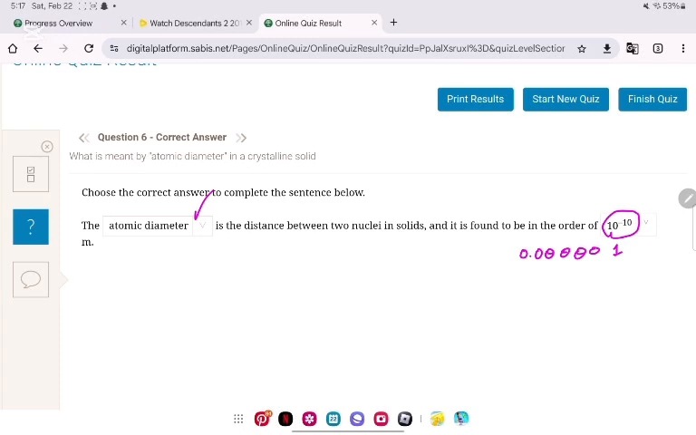So the way to memorize it is atomic diameter is the distance. Easy. It is found in the order of 10 to the power negative 10. We know atoms are really small. You can't see it with your own eye. So since they're really small, it's 10 to the power negative 10.